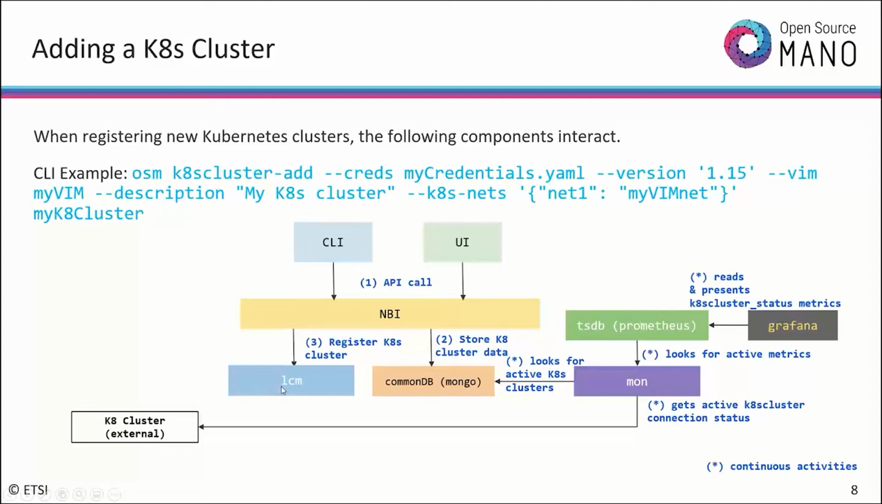LCM, in principle, should do any initialization of the cluster if it's required. I have not captured that, but that initialization happens through VCA. Sorry about that, I missed that picture. And that initialization will happen also here. And for the monitoring, it's also the same. MON will be aware of that registration of the cage cluster and will be able to know if the API is reachable or not.